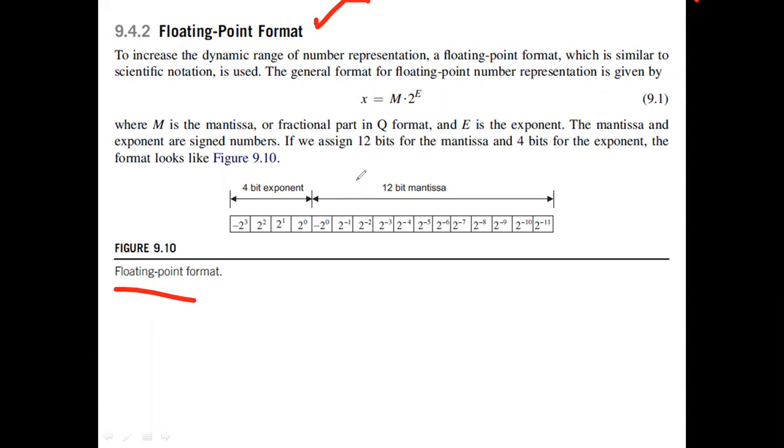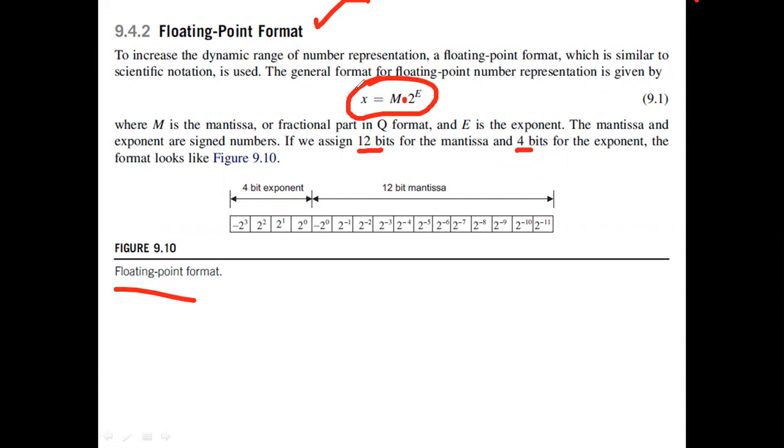So what is it like? Here it is: X is given by m multiplied by 2 to the power e. So here is a format given. In this particular case, 12 bits have been assigned for the mantissa and 4 bits have been assigned for the exponent. So you have to come to a common agreement on what is going to be what.